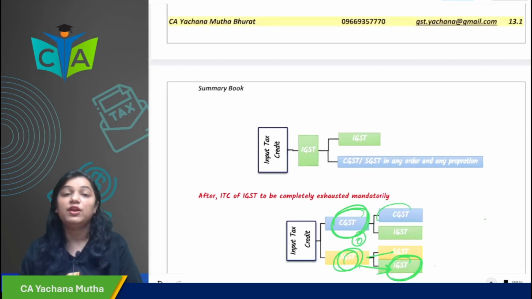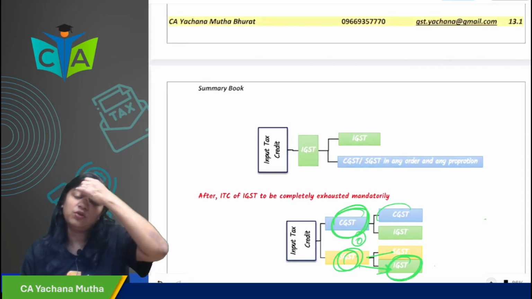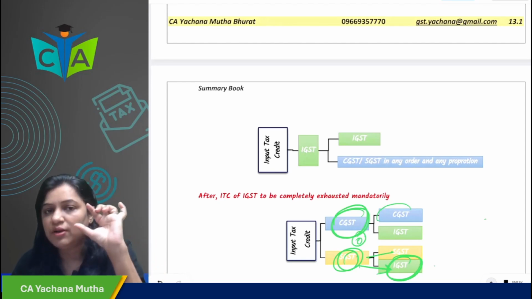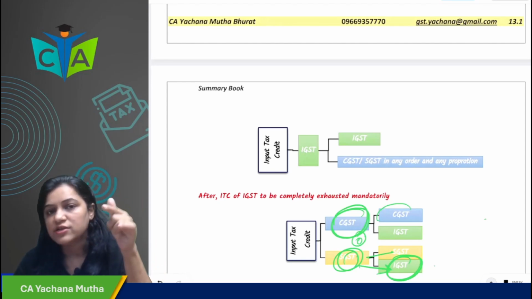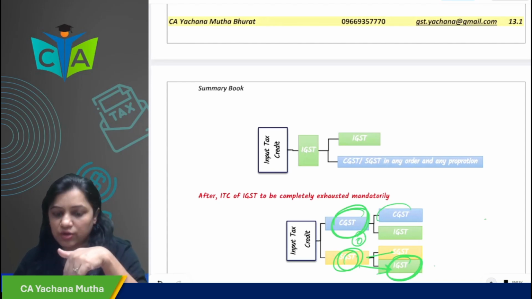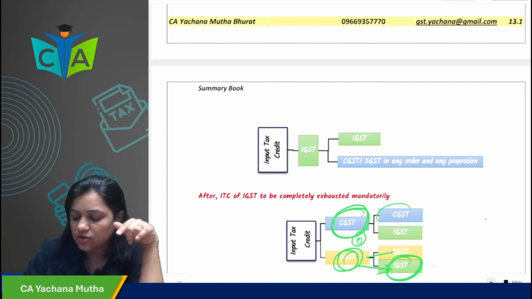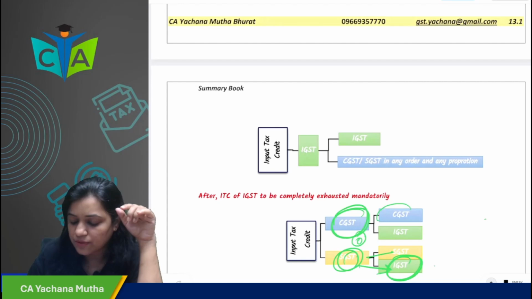Manner of utilization of electronic credit ledger, not cash ledger. Whatever is the amount available in the electronic credit ledger has to be utilized in this sequence only. IGST will be used first for IGST, then for SGST and CGST, in any order, any proportion. When IGST becomes 0, then CGST will be used first for CGST, then for IGST. Similarly, SGST will be used first for SGST, then for IGST. CGST cannot be used for SGST, and SGST cannot be used for CGST.